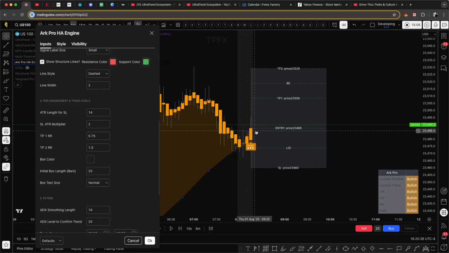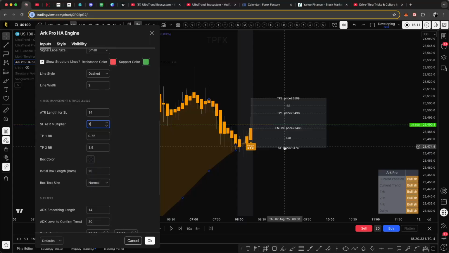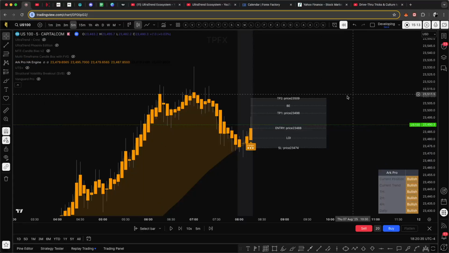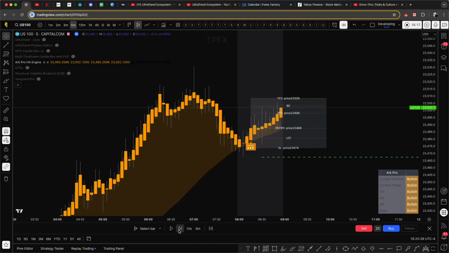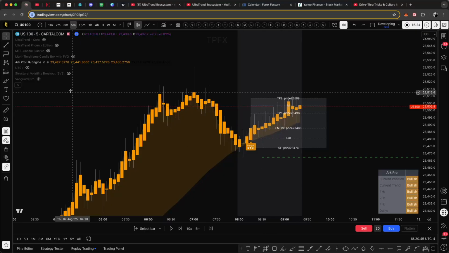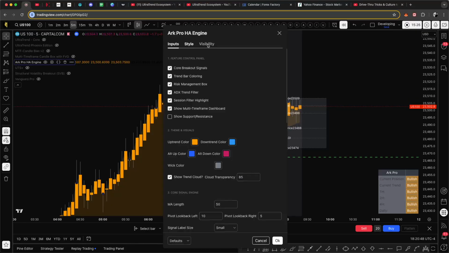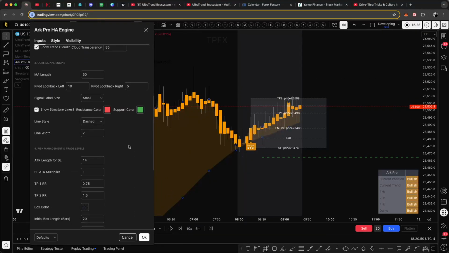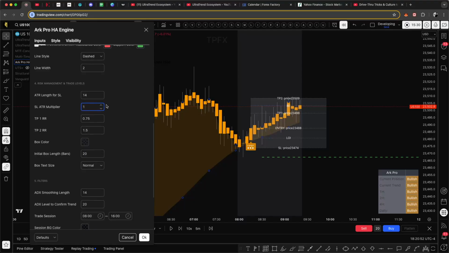Because it's very volatile. We want to give some room, some space. The lower I go here, you see, the tighter the stop loss, the closer the TP is. So, I mean, it did hit TP2 right there, but it's just too tight. It's just too close. So I don't recommend going on multiplier 1. I want you to go at least 2.